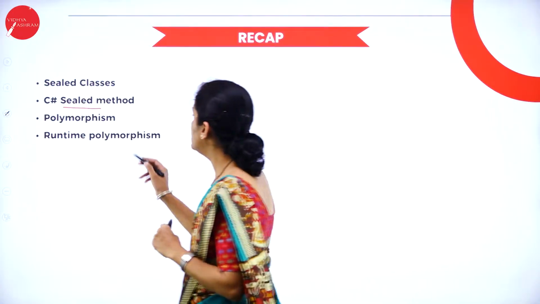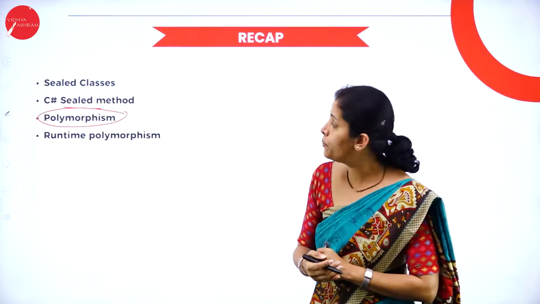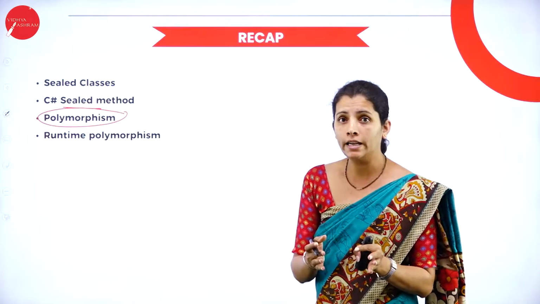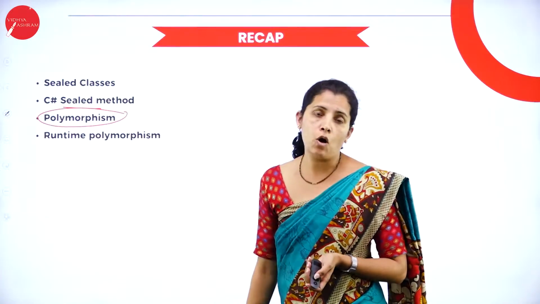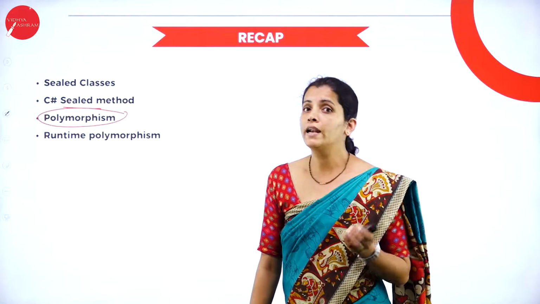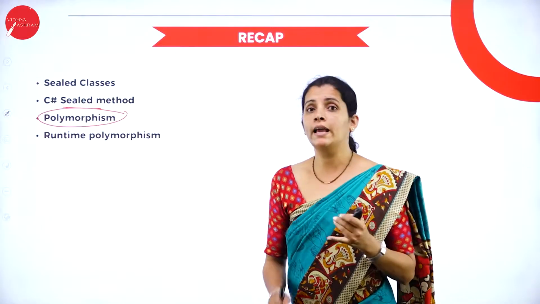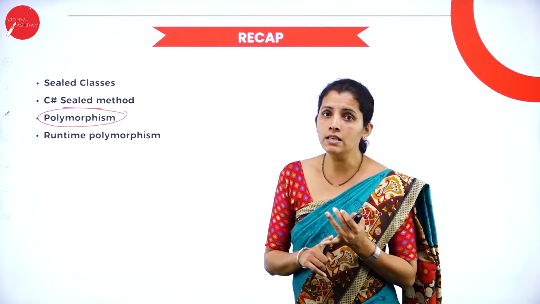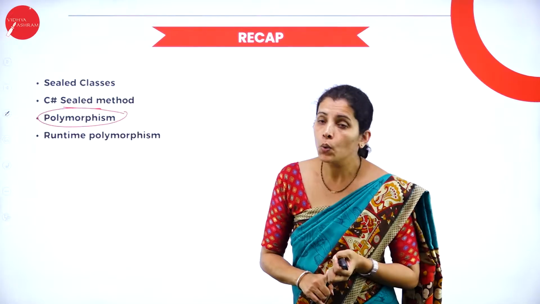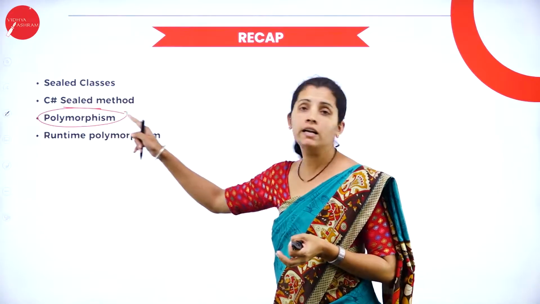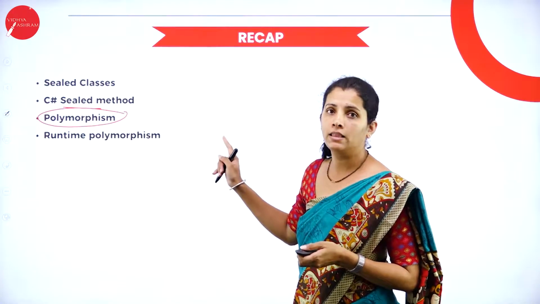Along with that, I discussed what is polymorphism and the two different types of polymorphism, that is static or compile time polymorphism as well as dynamic or runtime polymorphism. If I consider static polymorphism, the examples are method overloading and operator overloading. Whereas for runtime polymorphism, the example is overriding methods.